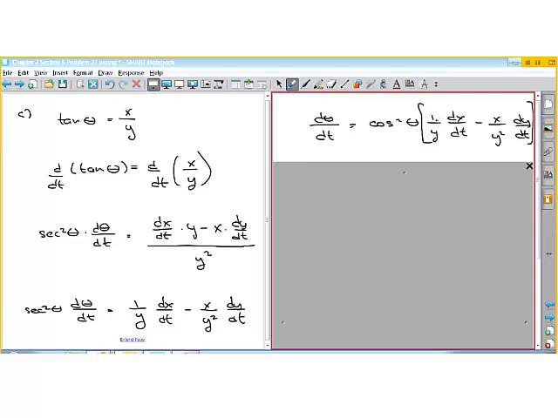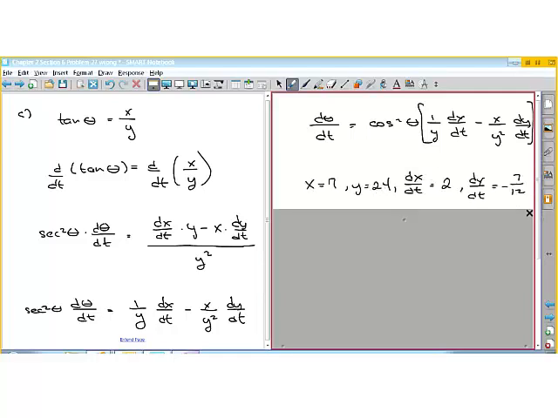Well, y is 24, x is 7. We did that previously. dx dt is given in the problem as 2. dy dt from part A we calculated when x was equal to 7 and dx dt was 2: dy dt is negative 7/12. So we've got everything except the cosine of theta.